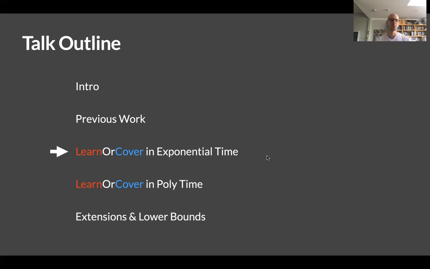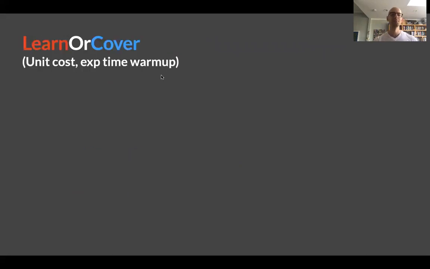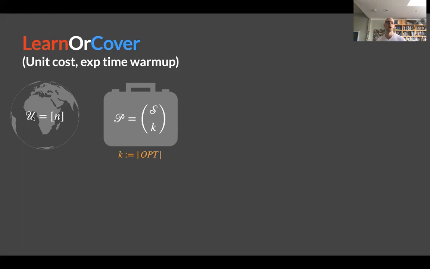Okay, so let's jump into our algorithm, and it's called learn or cover. This is the exponential time variant, and we're only going to talk about the unit cost setting. To understand this algorithm, we'll imagine that there's two objects floating around of interest. One is U, the set of unseen elements that are going to arrive that we don't know. And the second thing I'll call P, or the portfolio.